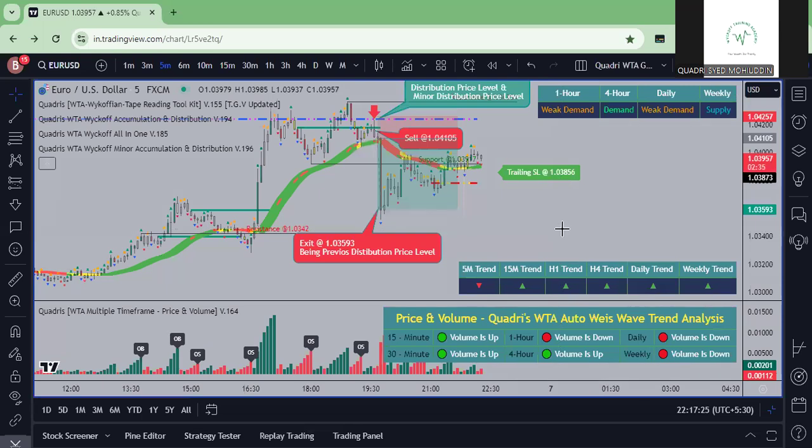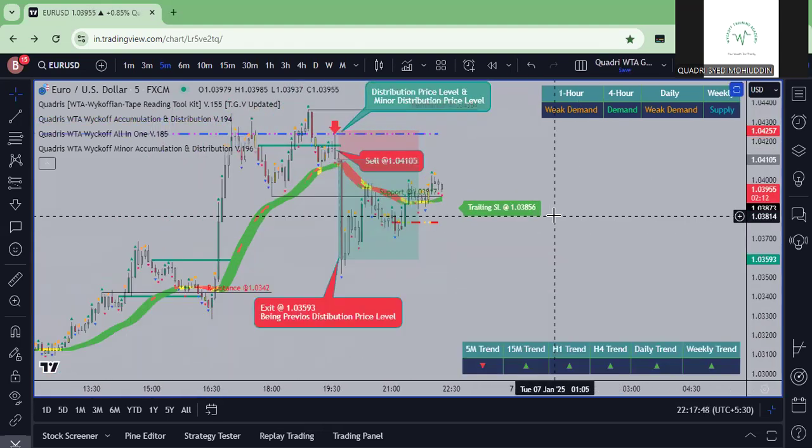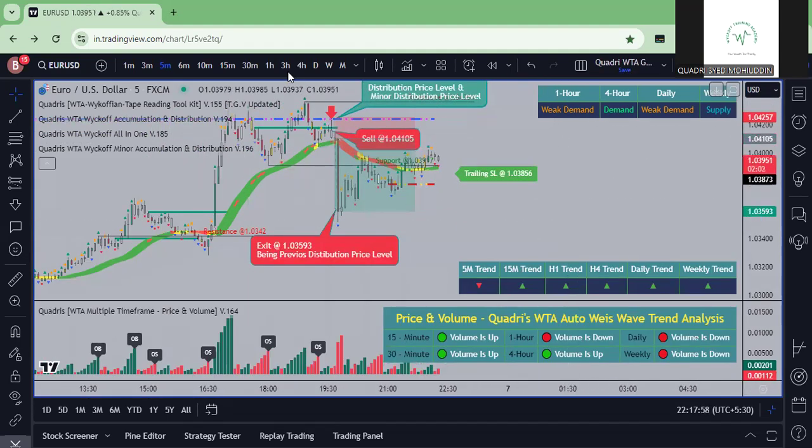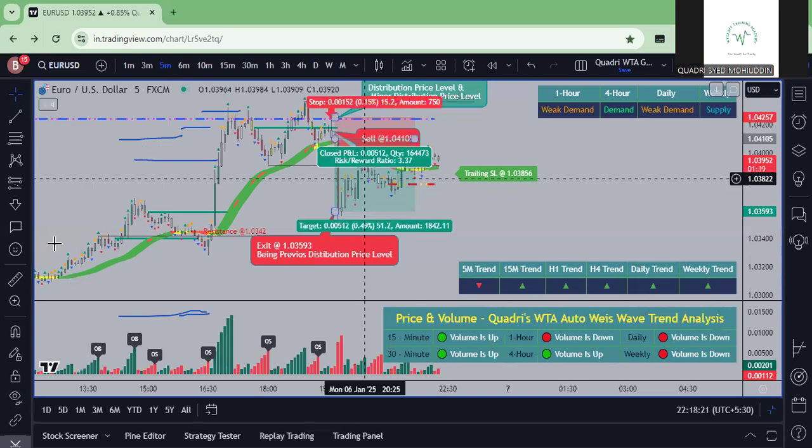Let me pull up the charts. Sorry, I found a trade. I'm selling trade. And here, first things first, what I'm using in this particular trade setup is version 196, version 185, 194, and 155. And apart from that, I'm using multiple time frame, price and volume, version 164. So I'll hide this indicator so that you get clearer room for understanding.